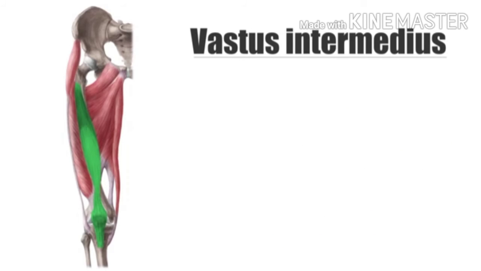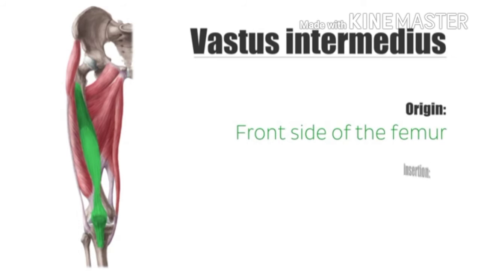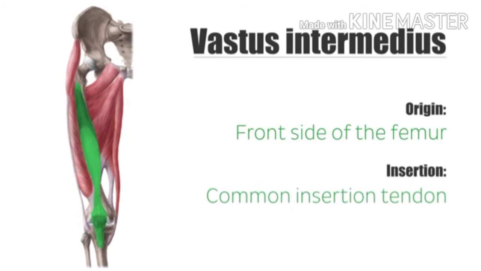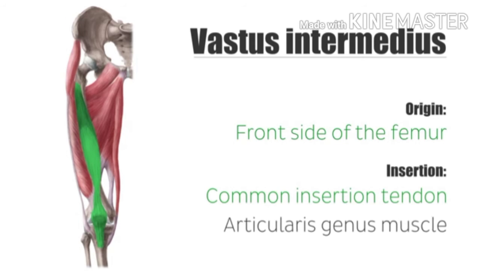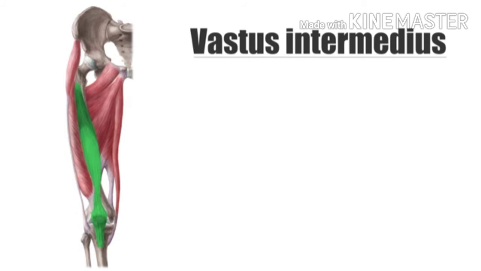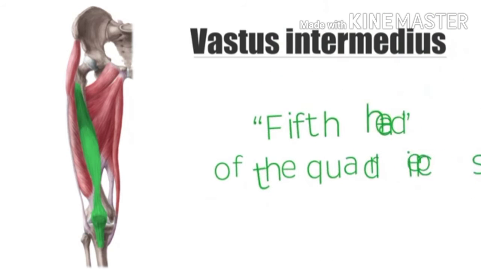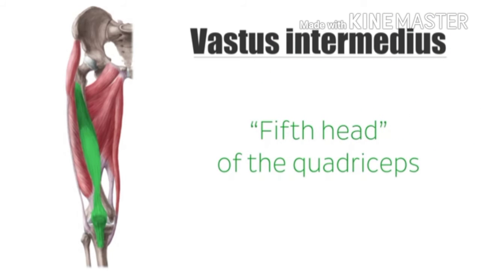The vastus intermedius muscle begins at the front side of the femur and ends in the common insertion tendon. At the height of the patellar base, a small part splits off and inserts at the suprapatellar recess of the knee joint capsule, also known as the articularis genus muscle. Even though it does not count as an independent muscle, it is sometimes considered the fifth head of the quadriceps.